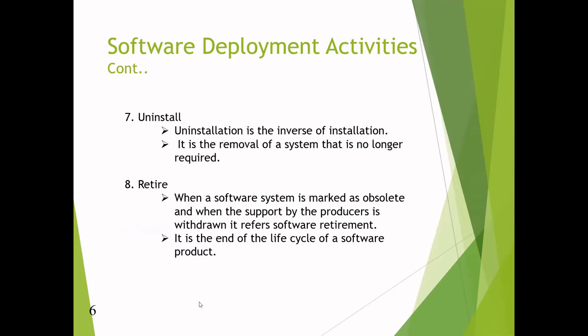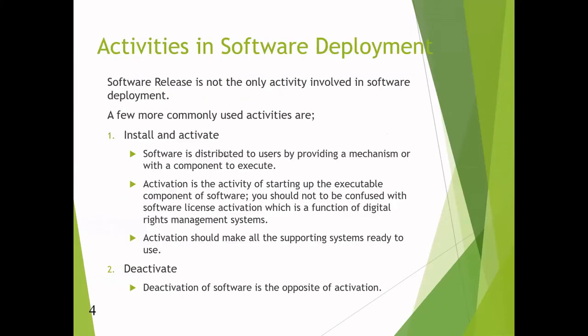And finally, uninstall and retire. Like when you install, you should be able to uninstall when it is no longer required, and software doesn't stay forever. After a few years, definitely the software system is marked as obsolete or out of date, and it is taken out. That is the end of the life cycle of a software product. So when we talk about software deployment activities, those are the 8 activities that come under software deployment.